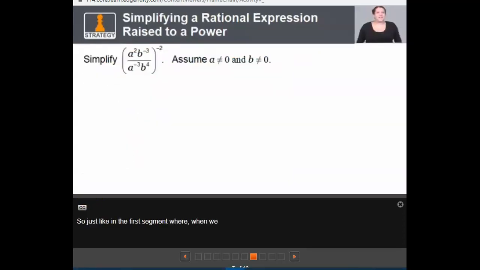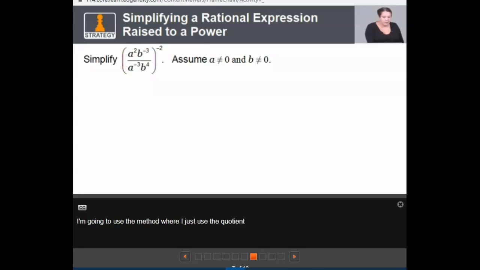So just like in the first segment, where when we simplified with multiple variables, we had 2 approaches that we could take, I'm going to show you one of 2 approaches you can take when we raise a multivariable rational expression to another power. So this particular problem asks us to simplify this rational expression raised to a power. Again, assume a isn't 0, b isn't 0, because we can't divide by zero. First, I'm going to simplify what's in the parentheses and then deal with the power. So let's simplify what's in the parentheses.